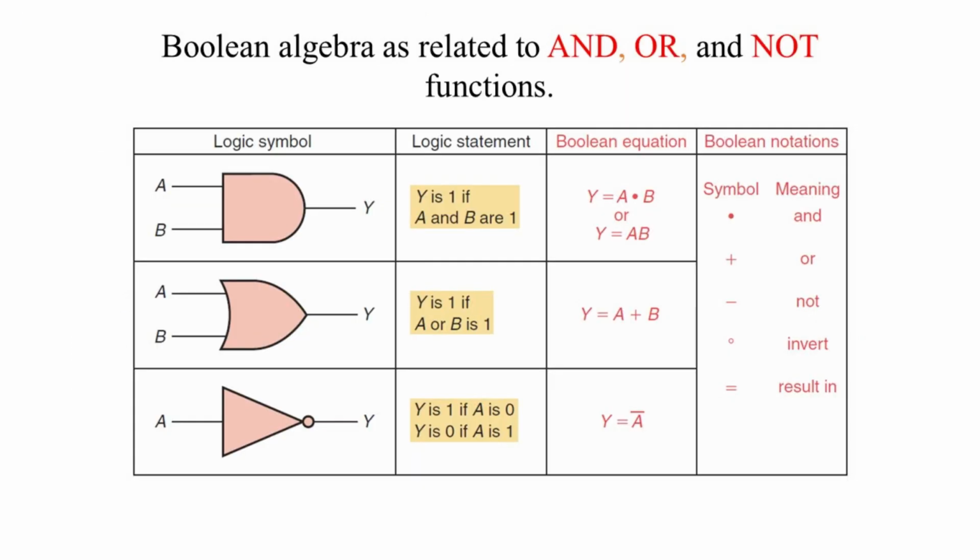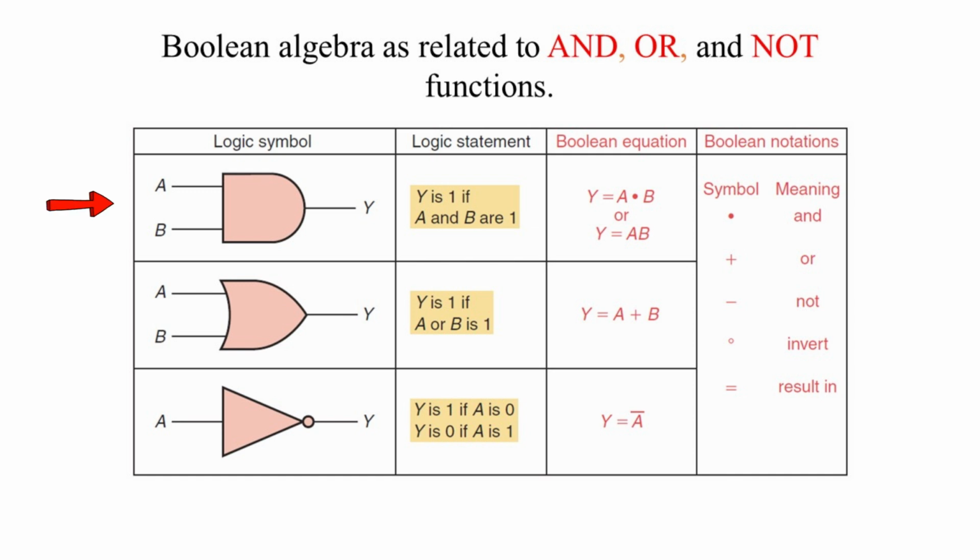On this slide, we see how Boolean algebra directly connects to the basic logic functions we studied earlier: AND, OR, and NOT. This table provides the link between three perspectives: the logic gate symbols, the verbal logic statements, and the Boolean equations. Let's walk through each row carefully.